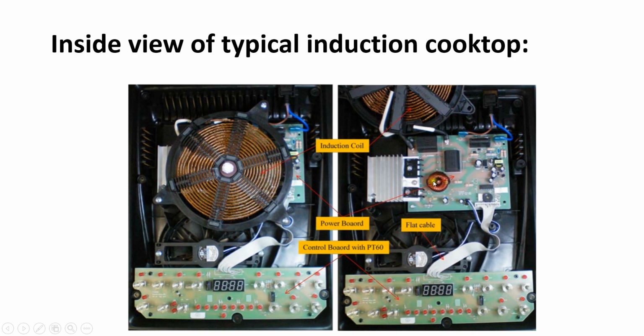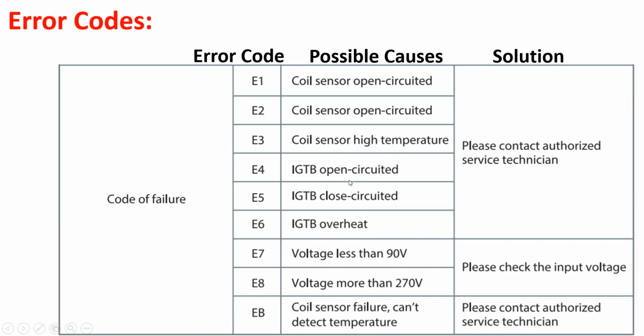Here, this power board generates the high frequency waveform using power components. These are the power components which are attached to the heat sink. And there are two temperature sensors that are connected inside the cooktop. One is connected to this heatsink, and one is connected to the copper coil. Whenever either of these temperature sensors detects high temperature, they will shut down the cooktop, and it will give an error code. And this is the fan, as I have discussed.